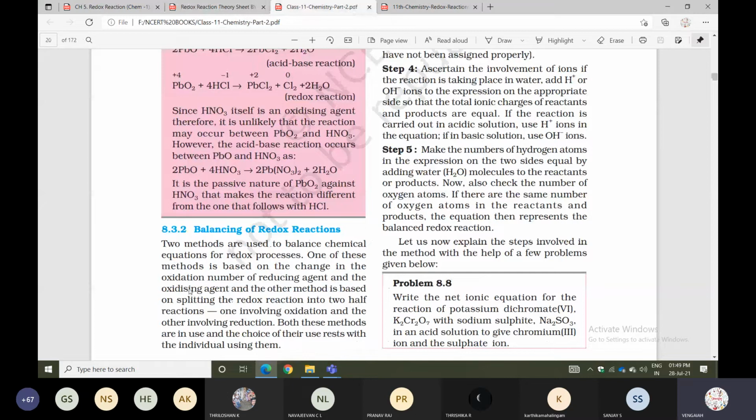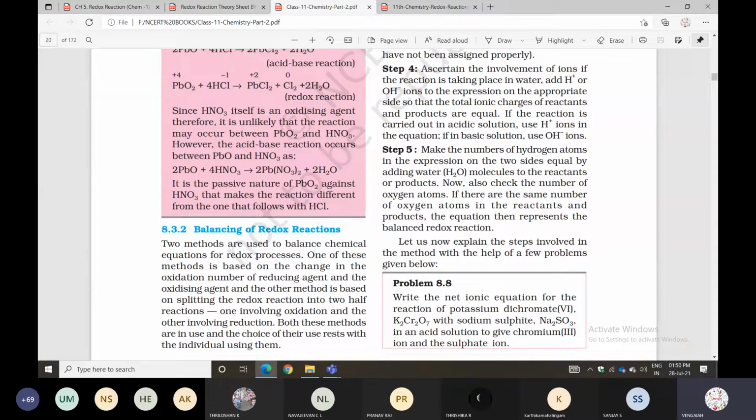Two methods are used to balance the chemical reaction. One method is based on the change in the oxidation number of the reducing agent and oxidizing agent. The other method is based on splitting the redox reaction into two half reactions, one involving oxidation, another involving reduction. So based on those things they classified into two types. One is the change in the oxidation number of reducing agent and oxidizing agent.